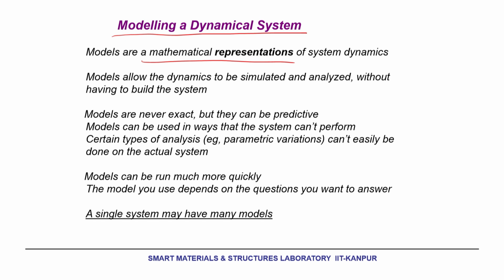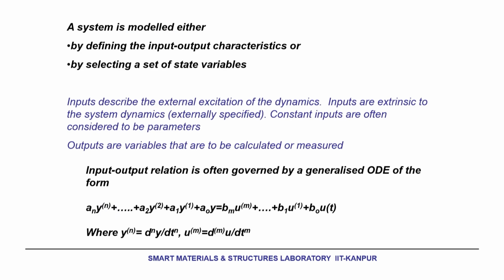And please remember that these models are never exact, but they can be predictive models that can be used to perform certain types of analysis, like parametric variations, which cannot easily be done on the actual system. That is the requirement of the model, but a model can be simplified to the extent that a particular type of behavior can be modeled, and models can then run much more quickly than the actual system. So, keep in mind that a single system may actually have many possible models. Now, how do I model a system?